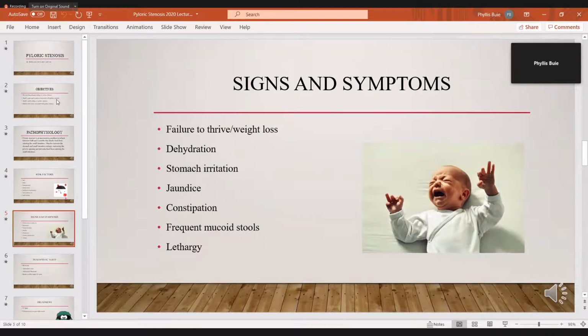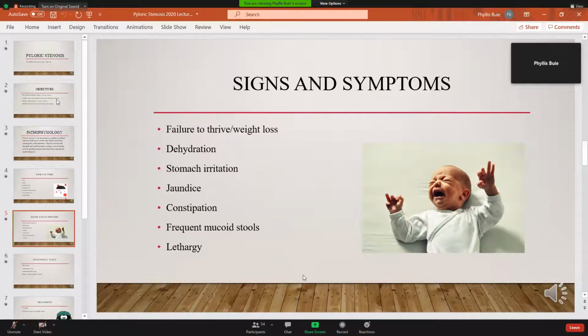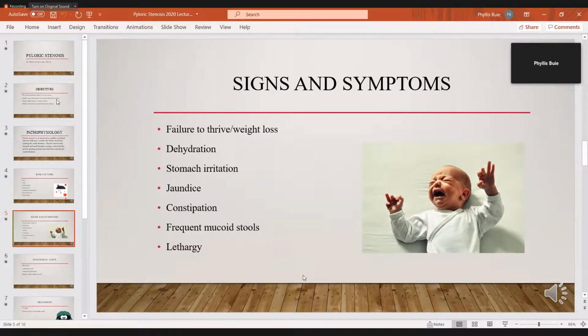So what are some signs and symptoms? Well, these babies are not going to grow properly. They're going to fail to gain weight. They're going to show signs of dehydration because they vomit very forcefully after they eat, and it's called projectile vomiting. They can vomit several feet away from them. It may be very mild at first, and then as the pylorus opening narrows, it may get more severe, and it may also contain a little bit of blood.